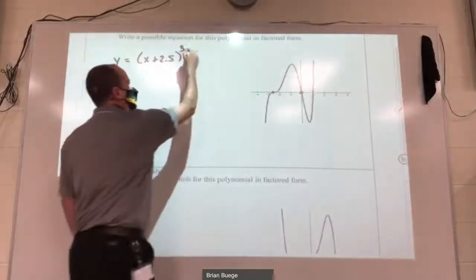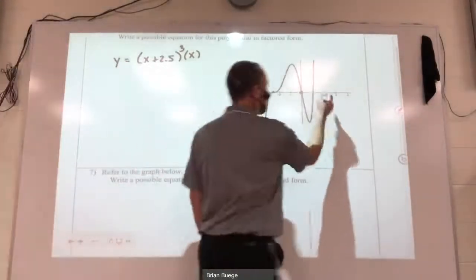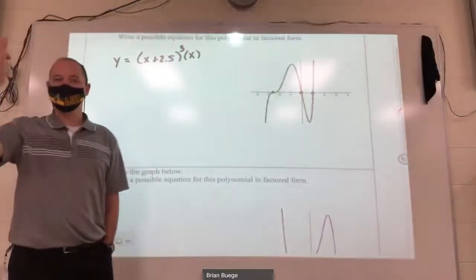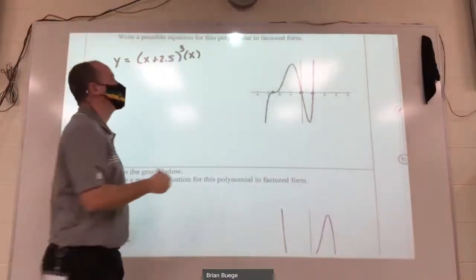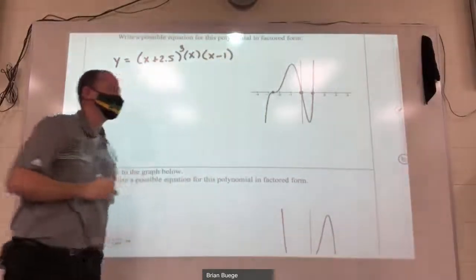It is just x. As a matter of fact, I'll even just put it in parentheses just so it's by itself there. And then we move to the next one, which looks like we're at 1. Again, it goes through the x-axis, so it's only got a multiplicity of 1. And therefore, our last factor is x minus 1.